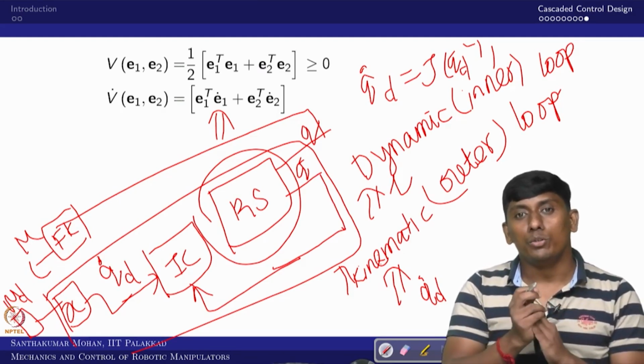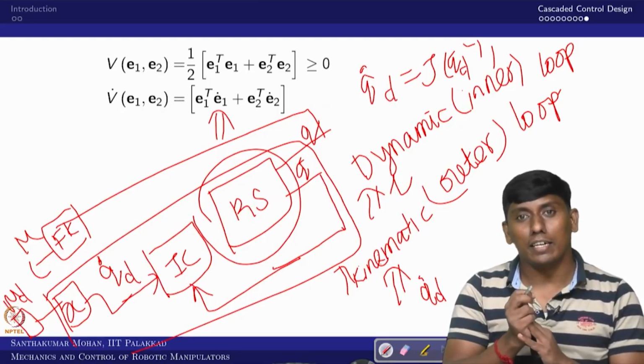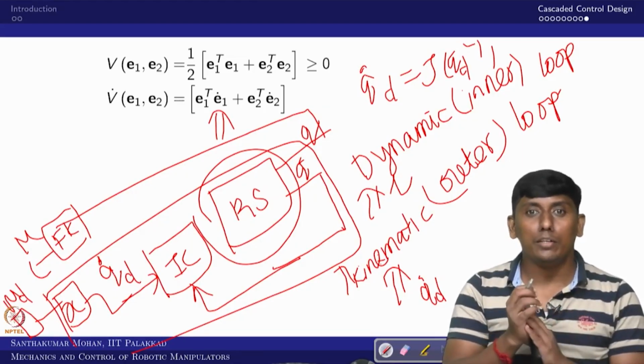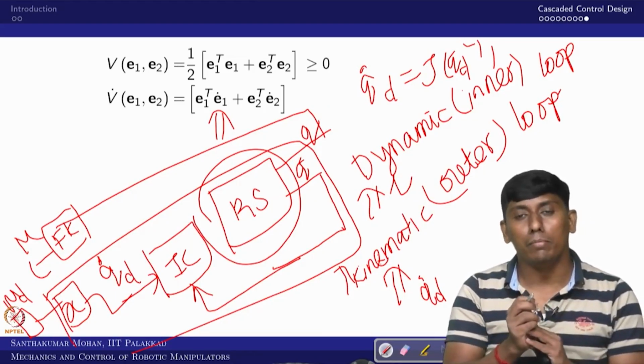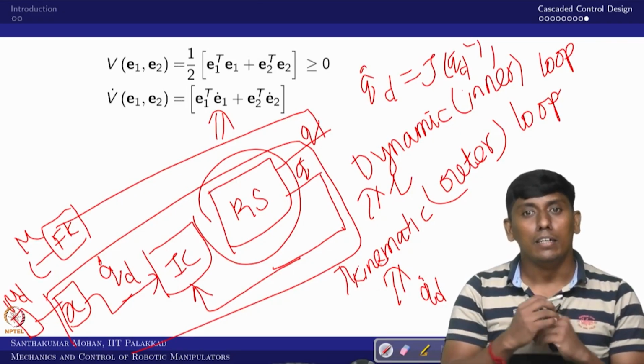So I hope you are clear on this cascaded control design. We will see the numerical example along with MATLAB simulation. There you will get more clarity.